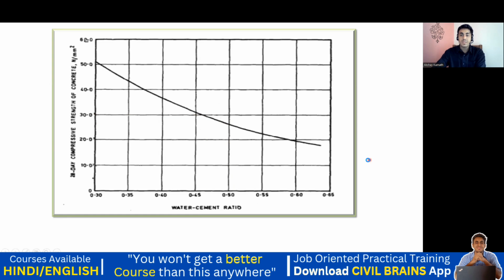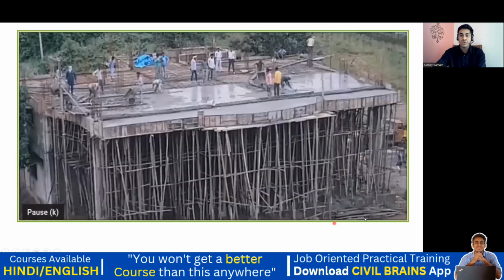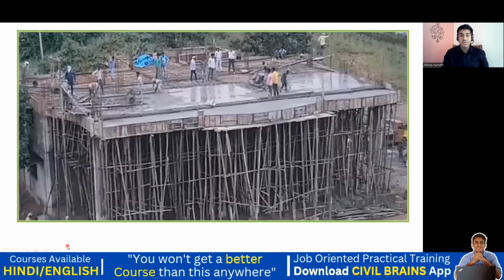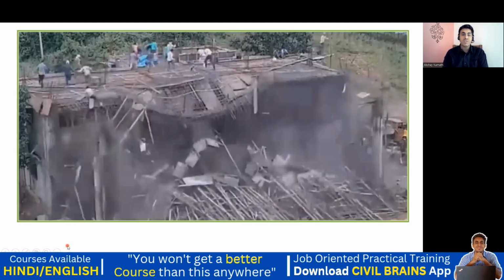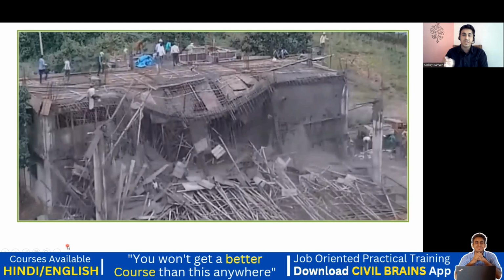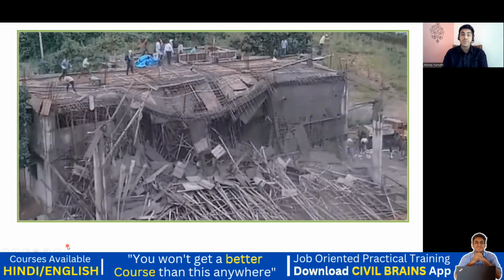I'll be trying to play, we'll go with one small video. Hope this video plays. Okay, we'll see how the slab failure has happened here. See here, they were doing the concreting work and suddenly you can see all the shuttering, whatever they had given, everything has failed now, right? So why do these things happen?